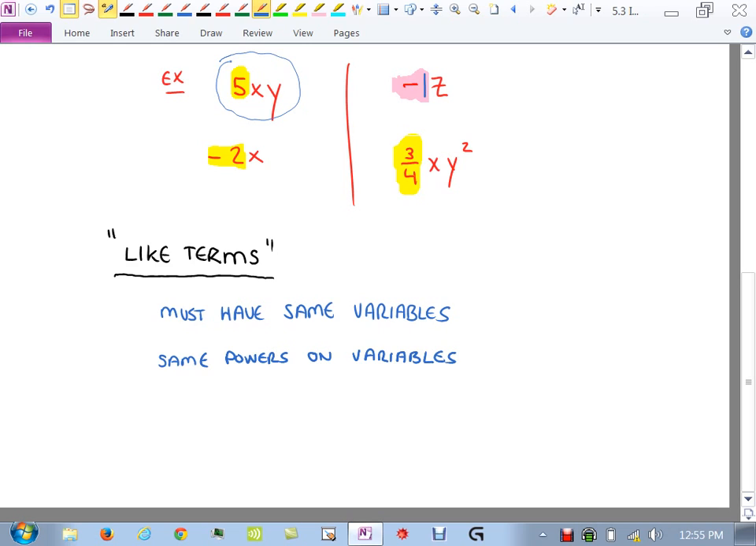Well, you can check. None of them, the top right, z, none of them have z, so you can say nothing's like to that. This one has x, that one has xy, that's too much, right? This one would have to have a y also. And then this one has the y squared, so you can see nothing matches, no like terms. So let's look at some things that are like terms then.